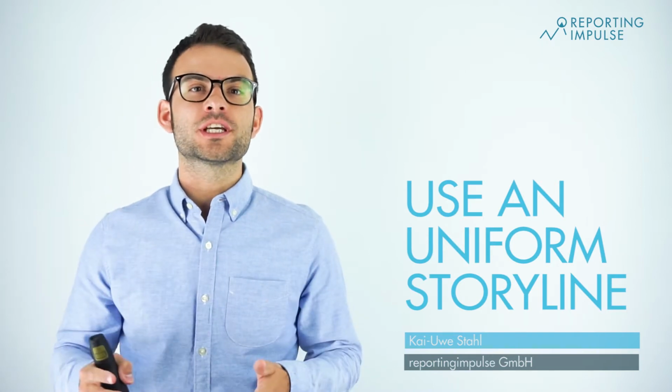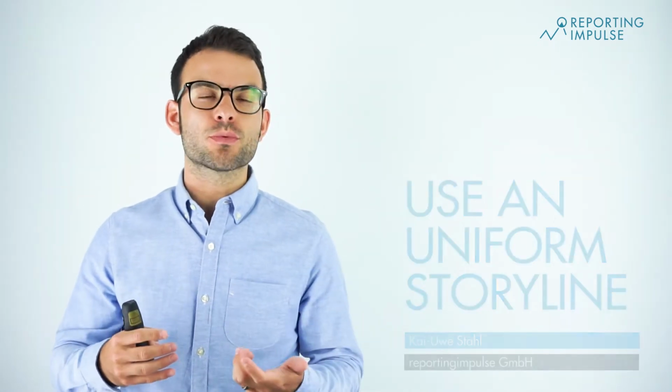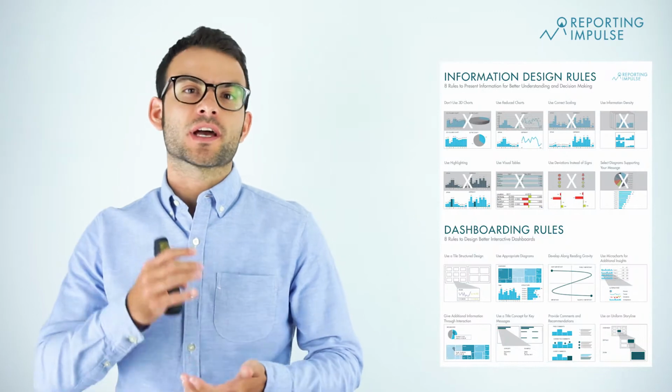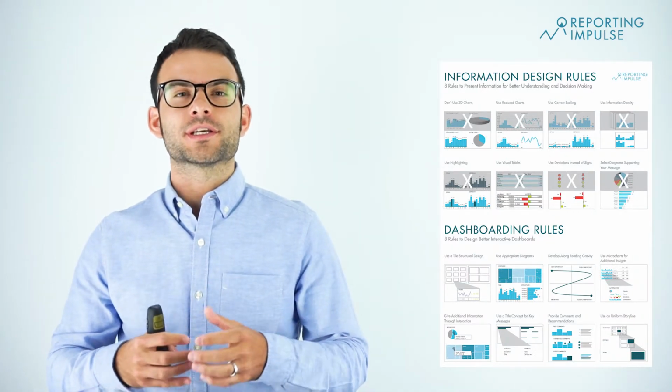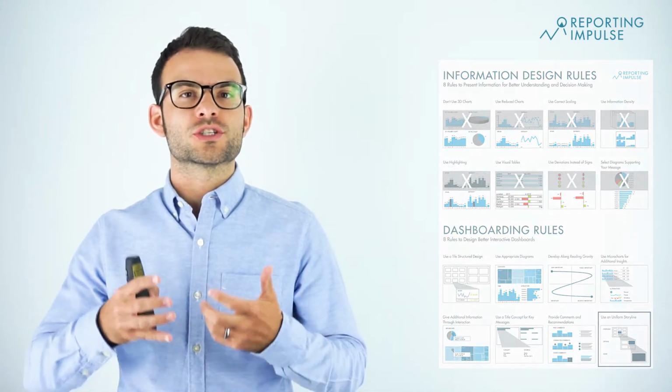In our poster, we share our thoughts about good information design and good dashboarding, and in this video I'd like to discuss the point about the uniform storyline. I think it's very important to have a clear structure within a dashboard, to have a clear recipe. This is what we think is really essential and the key point: to have a storytelling concept for your dashboards. What does that mean? Let's have a closer look.